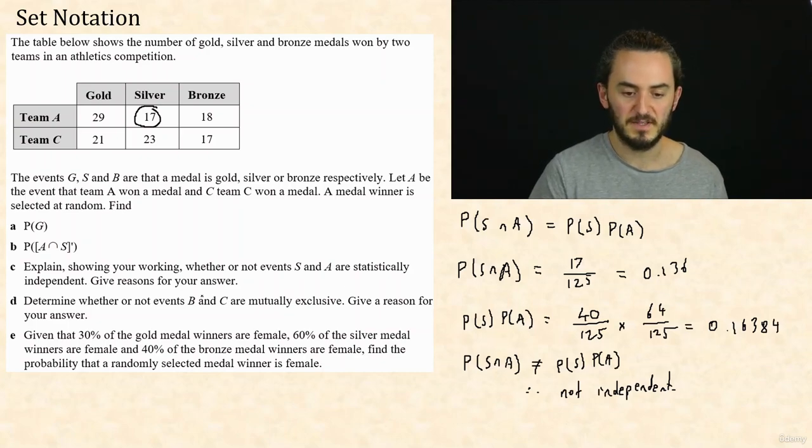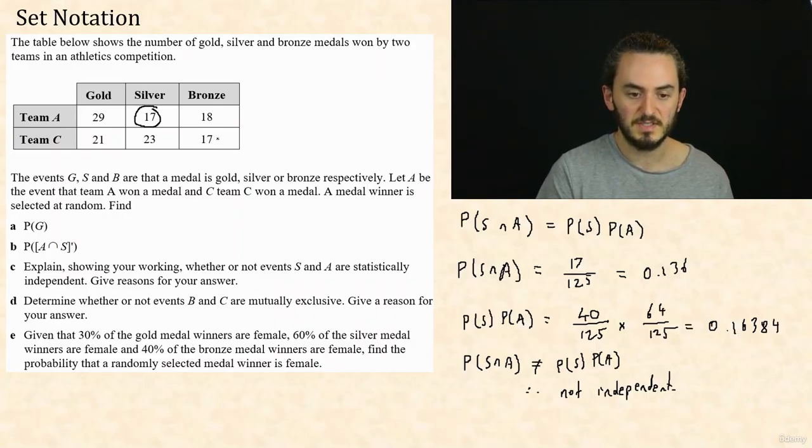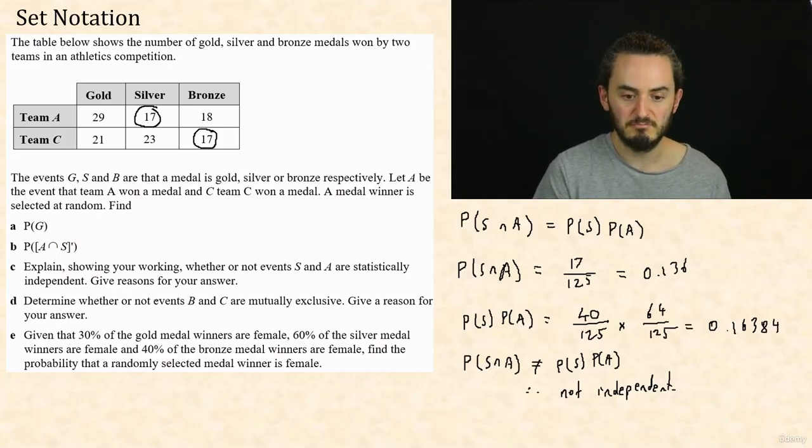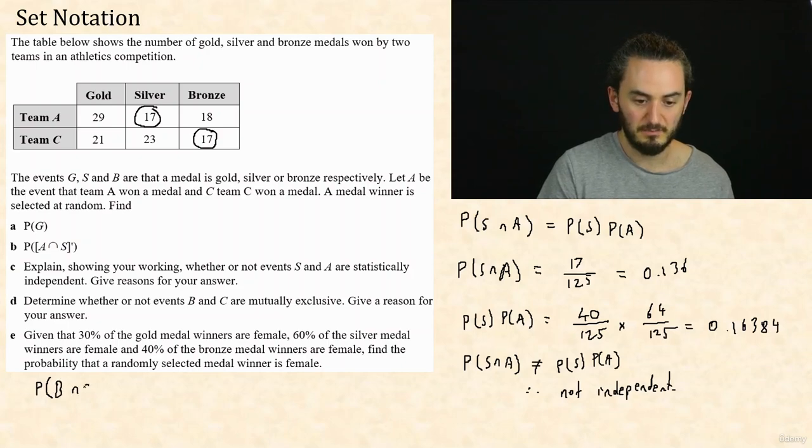Next, determine whether or not events B and C are mutually exclusive. Give a reason for your answer. B is the event that someone wins bronze, and C is the event that they were from Team C. Well, no, it's not mutually exclusive because it's possible. 17 people won bronze from Team C, so it was possible. And remember, the definition of mutually exclusive would be if the probability of B and C is 0, but it's not. It's 17 over 125, which is not 0, and therefore it is not mutually exclusive.